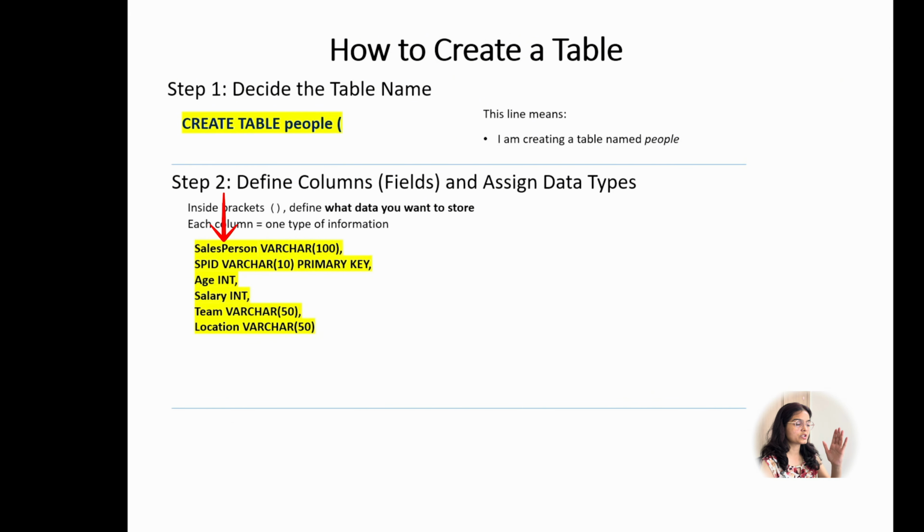So what are you doing? First, you are defining the name of the column, and then you are giving the data type, and then you are also telling, if it's text, what the maximum number of characters allowed should be. So that was about salesperson.